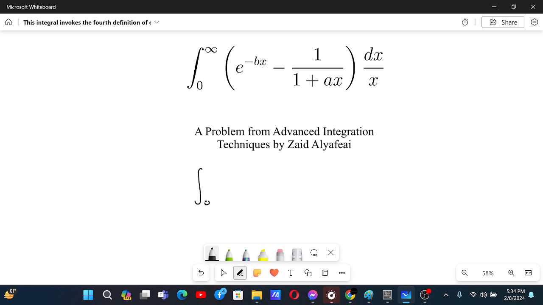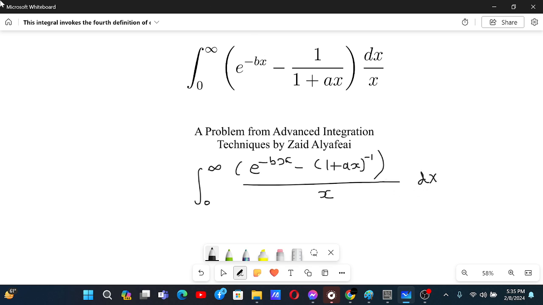So basically, this problem can be written in this form: the integral of (e to the power minus bx minus 1 plus ax) to the power minus 1 by x dx. Now this looks similar to the definition of the digamma function.